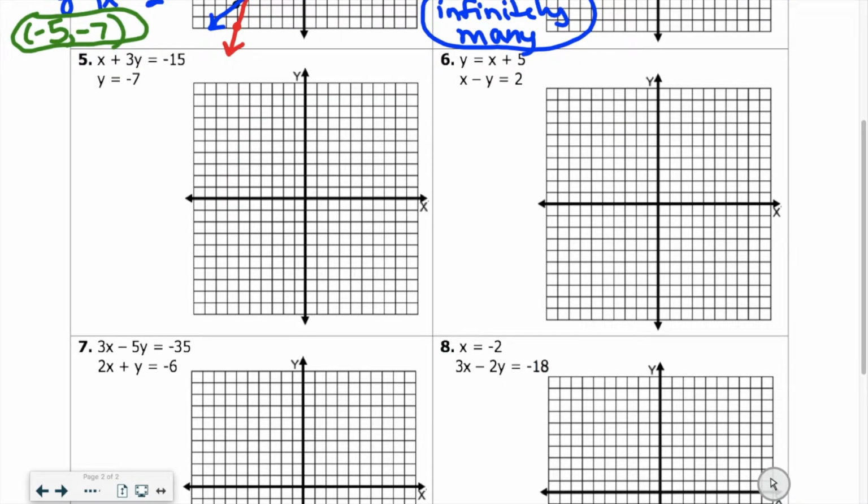All right, number 5. I'm going to start out with the y equals -7, just because that one's easier. So 1, 2, 3, 4, 5, 6, 7. So if y is -7, then for every x value, y is going to equal -7. It doesn't matter. So it's actually just a line that goes through -7.